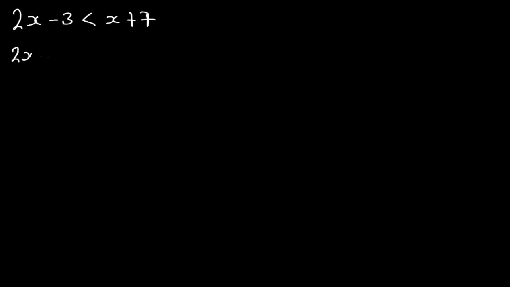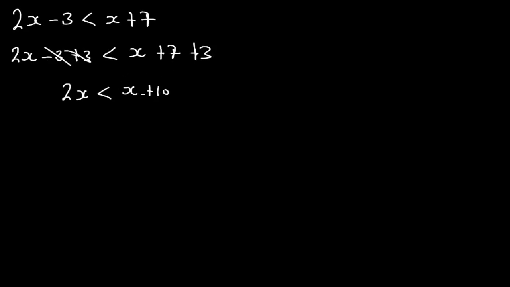We have 2x minus 3 plus 3 is less than x plus 7 plus 3. So for the left hand side, the minus 3 and plus 3 cancel. Then we have 2x is less than x plus 7 plus 3, which is positive 10. Perfect. Now x is here, and our goal is to have x at the left hand side.